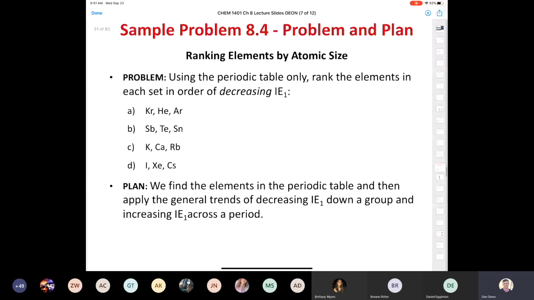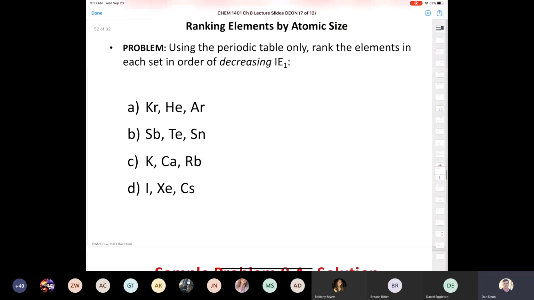It says here, rank the elements in each set in order of decreasing ionization energy. So we'll go from highest to lowest: highest ionization energy, and then we'll go down here to lowest ionization energy. We'll start with the first one.